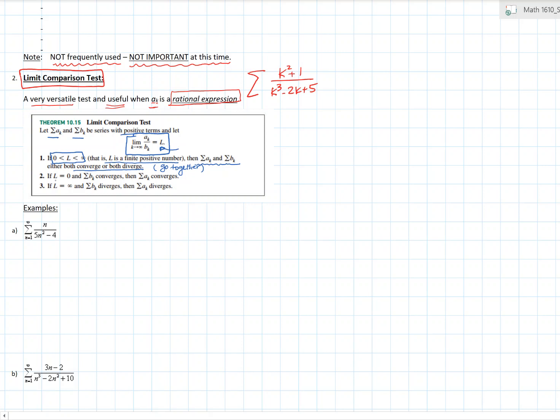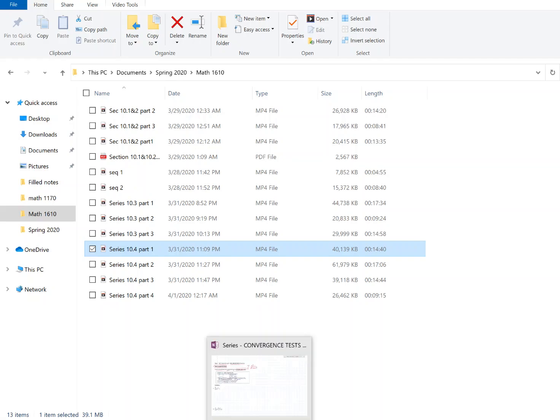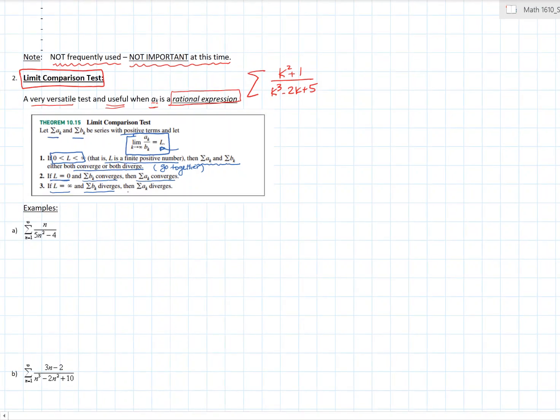Now the other two cases: if the limit is 0 and the series b_k converges, then a_k converges. If the limit is infinity and b_k diverges, then a_k diverges. Now these two cases are rare. This is the one that we encounter almost all the time.